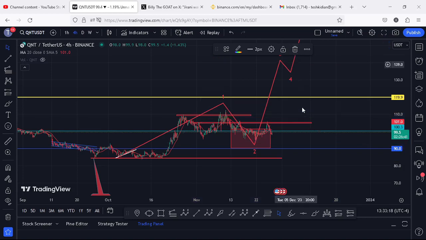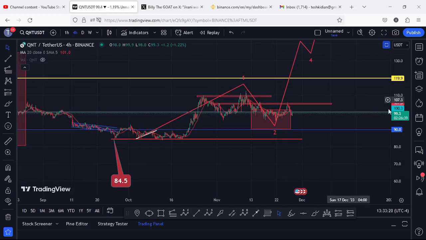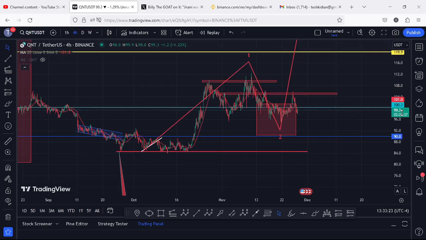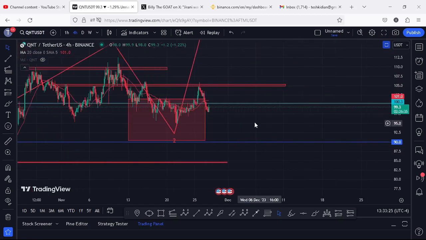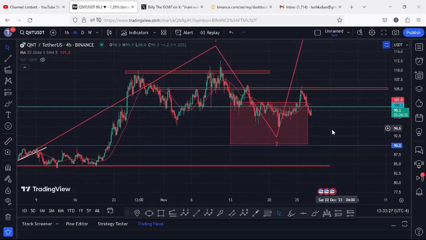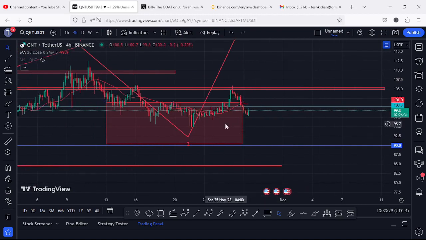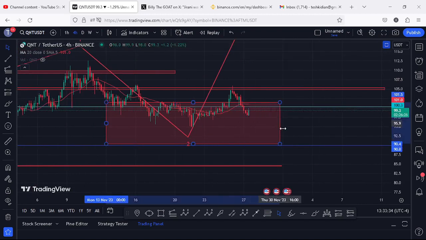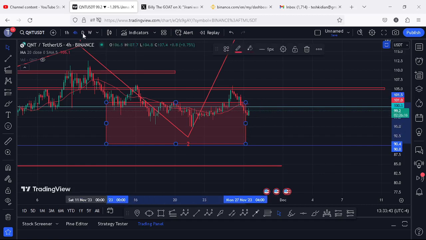We also need to have in mind that in case we see a rejection and we continue heading further down, then that will be suggesting that QNT can easily give us one more new low in the formation of this wave 2 within this red target area. And in case such a movement plays out, then we need to continue holding above the $90 mark for us to still expect higher prices in the formation of that wave 3.